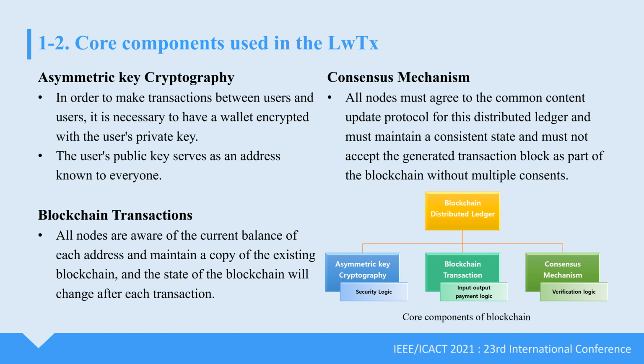Before we look at the details of the L.TX architecture, let's look at the core components and technologies used in L.TX. L.TX has three core components: asymmetric cryptography, blockchain transactions, and consensus mechanism. The following figure shows the core elements of the blockchain. Each element contains a different logical layer. Asymmetric cryptography contains security logic, and blockchain transactions have an input-output payment logic. And the consensus mechanism contains verification logic.